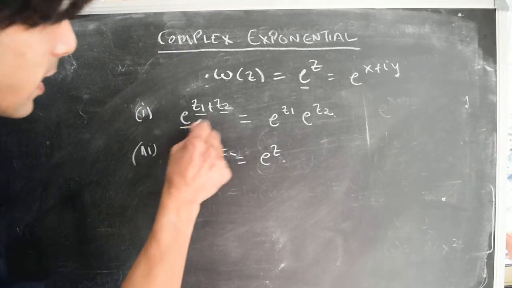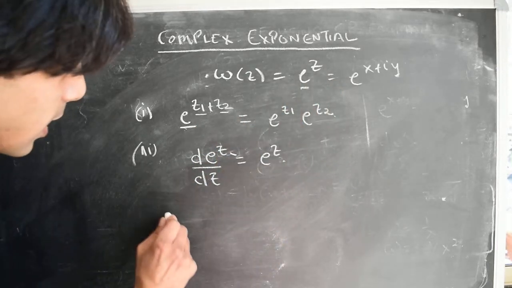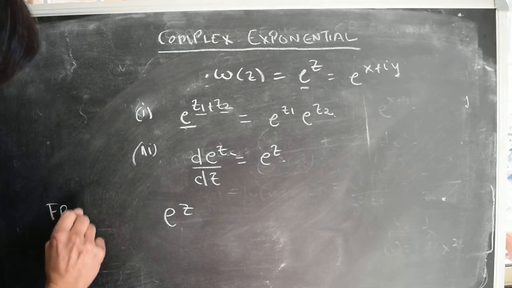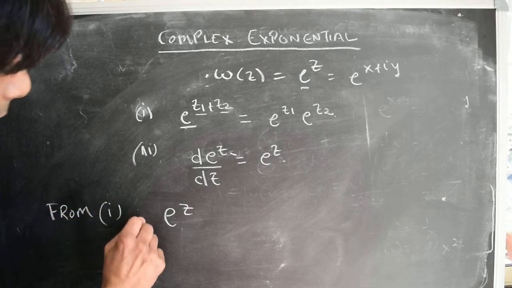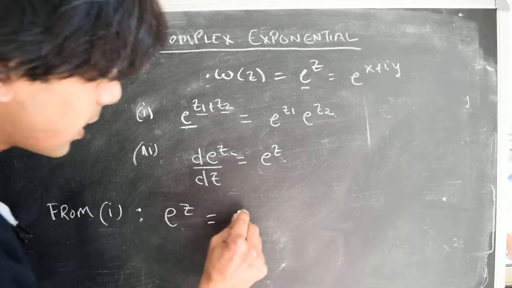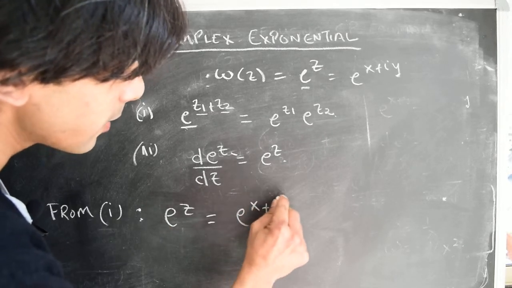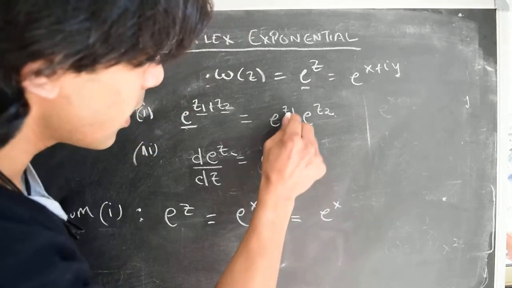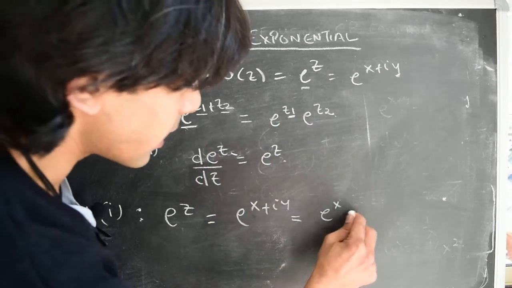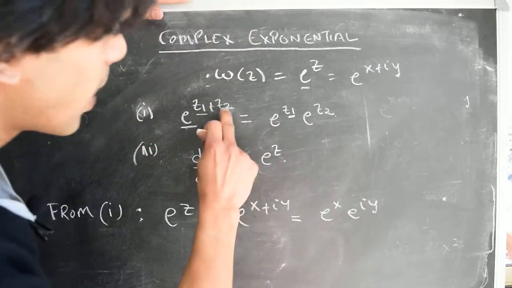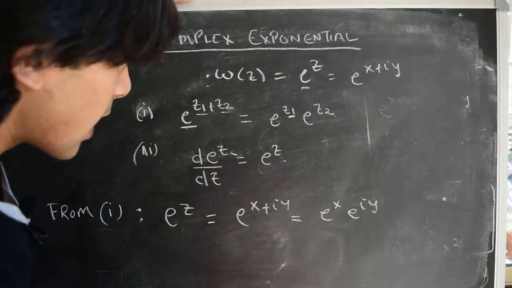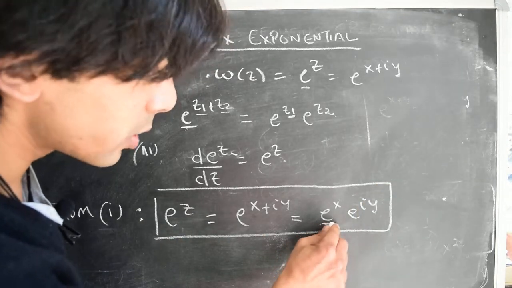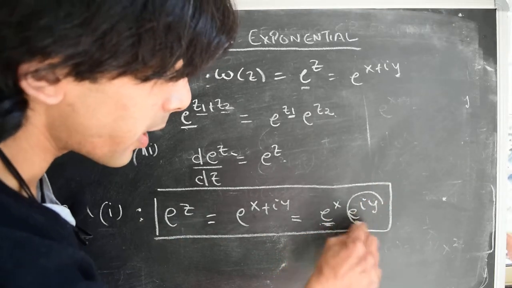What this means is that, from 1, given e to the power of z is e to the power of x plus iy, we can decompose this exponential and write it in the form e to the power of x, thinking of x as z1, and e to the power of iy, thinking of iy as z2. And therefore, the complex exponential can be thought of as the real exponential e to the power of x times e to the power of iy.